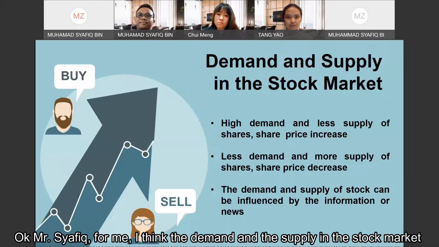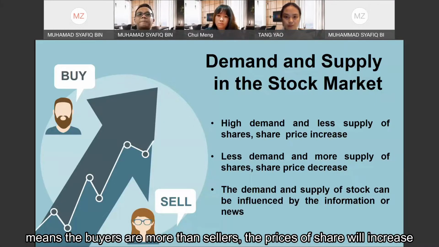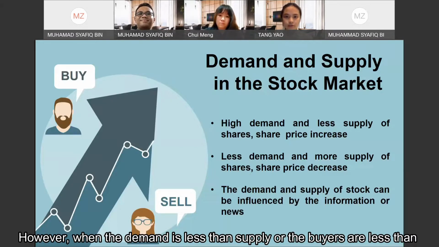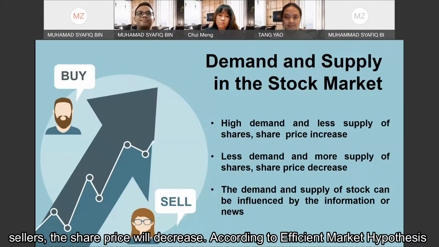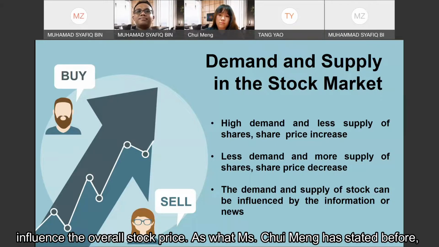Okay, Mr. Shafiq, for me, I think the demand and the supply in the stock market can affect the share price. When the demand for shares exceeds supply, which means the buyers are more than sellers, the prices of shares will increase. However, when the demand is less than supply or the buyers are less than sellers, the share price will decrease. According to efficient market hypothesis theory, the demand and the supply of a stock is based on the information that will influence the overall stock price.